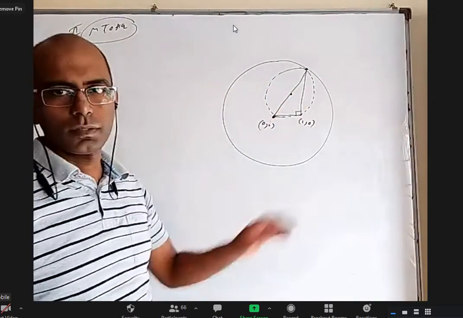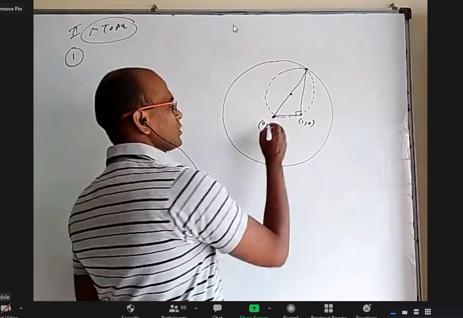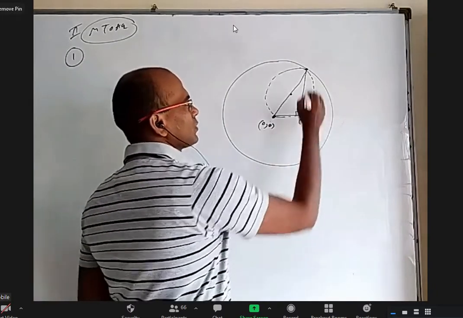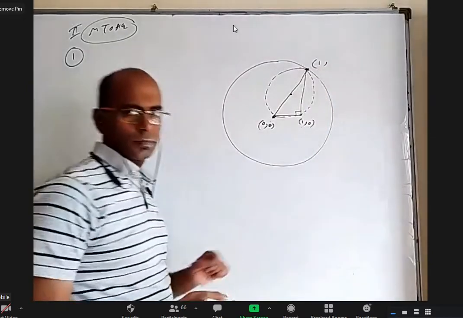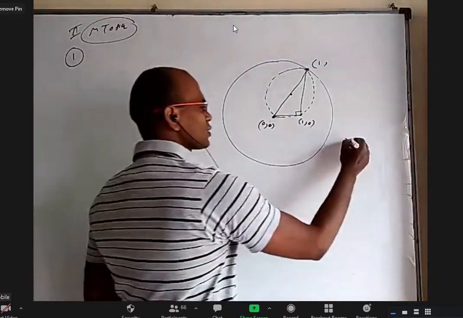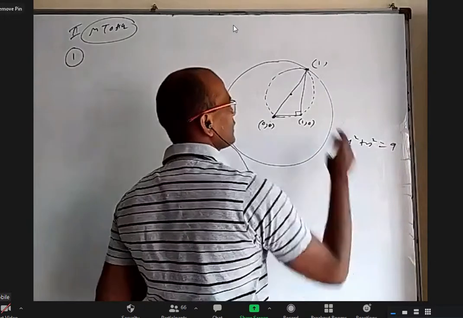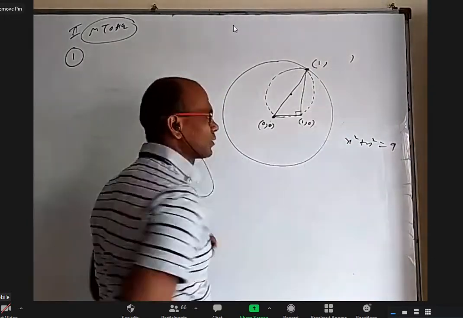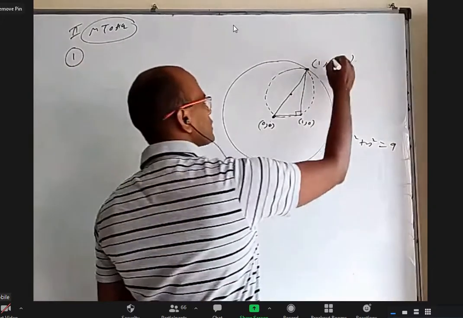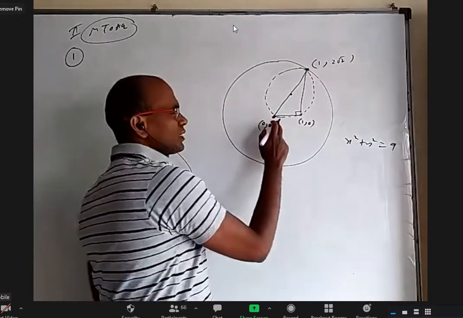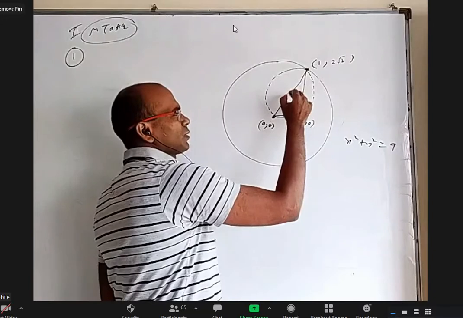Okay, if this is a horizontal line, then this has to be a vertical line. Yes, correct. Now this is 0, 0 and this is 1, 0. With a vertical line, this point also should have x coordinate 1. If I take circle x square plus y square equal to 9 and put x coordinate equal to 1, what y coordinate will come? Plus or minus 2 root 2. So let us take 2 root 2. If this is 0, 0, this is 1, 2 root 2, and their midpoint is the center.